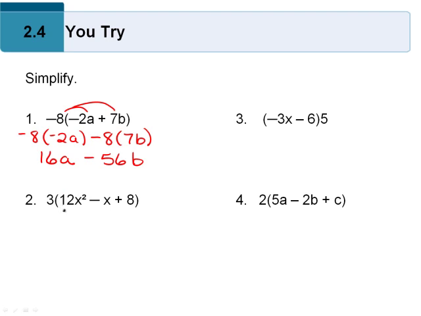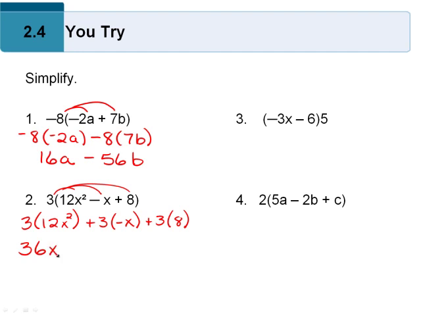Let's look at number 2. We have 3 and then in parentheses 12x squared minus x plus 8. So I'm going to distribute the 3 to those three terms. So I have 3 times 12x squared. That's a positive 3 times negative x and a positive 3 times 8. Okay? So 3 times 12, they're both positive, would be 36x squared. And then 3 times negative x, notice I have not written my sign yet, a positive times a negative is a negative 3x.